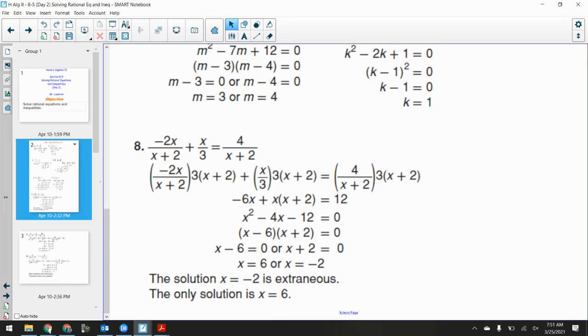Better. Make sure that you don't say -2 as an answer for number 8. You got to throw out -2 because it's not a solution. It is undefined there.